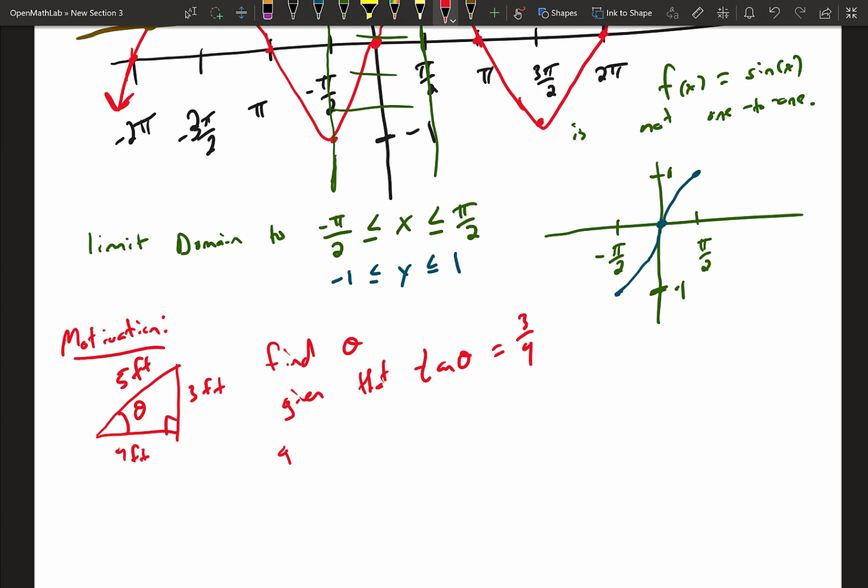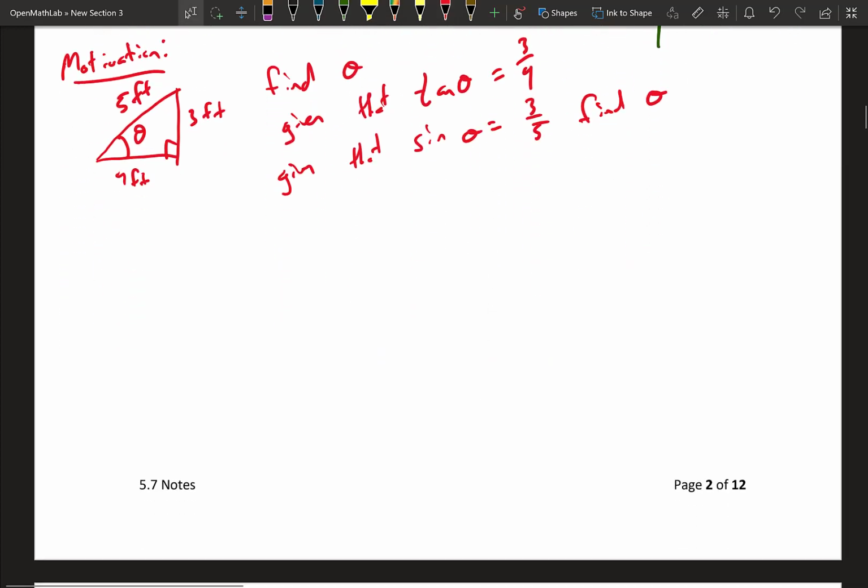So we could also say, given that we were just talking about sine, sine of theta would be opposite over hypotenuse, so 3/5. Find theta. So we could do that as well. If we're missing an angle, that's why we would want to have this inverse function, to find an angle.